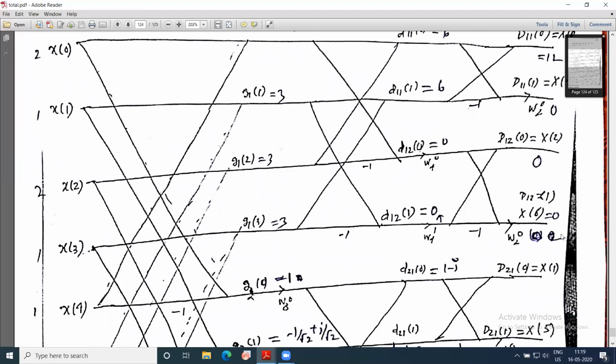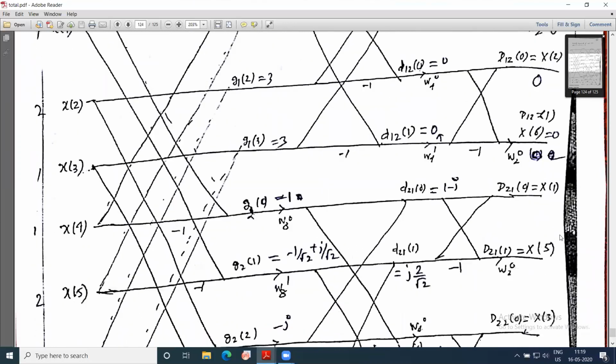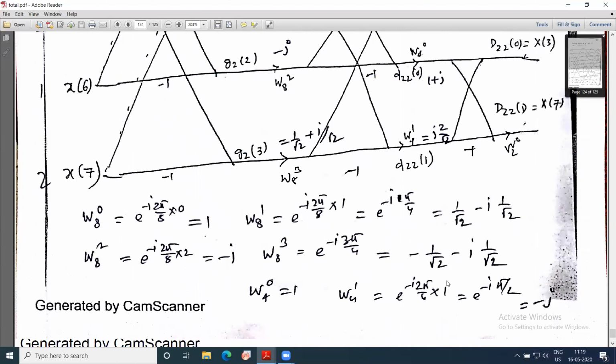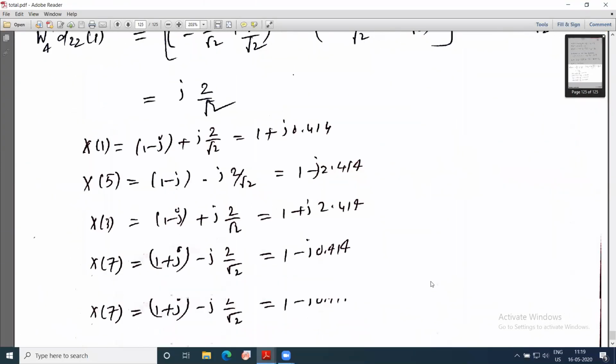So 3 continuous 0. Then in this output, x1 will be 1 minus j, and this will be minus 1 into j by root 2. I have calculated this separately, let us look into that. 1 minus j plus j by root 2, so it will be 1.414 j minus j, so j times 0.414, giving 1 plus j 0.414.